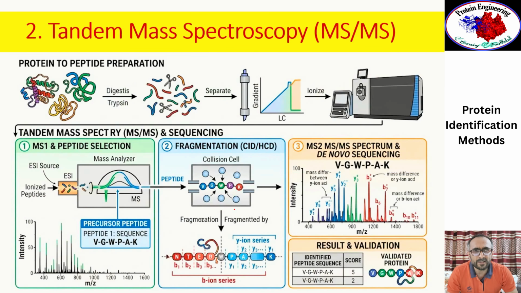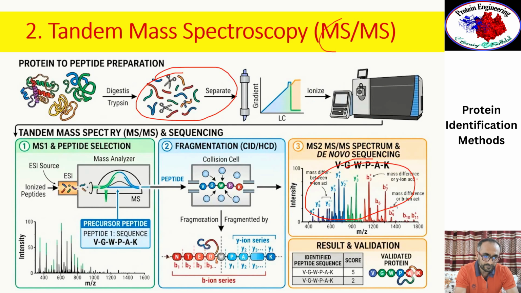Second method is tandem mass spectroscopy, where a given protein is first digested with trypsin, and you have so many fragments, and these fragments are sent after purification using liquid chromatography. These are sent to a tandem mass spectrometer, where these peptides are further fragmented into amino acid ions, and those ions are put together in order to deduce the primary structure of the protein.